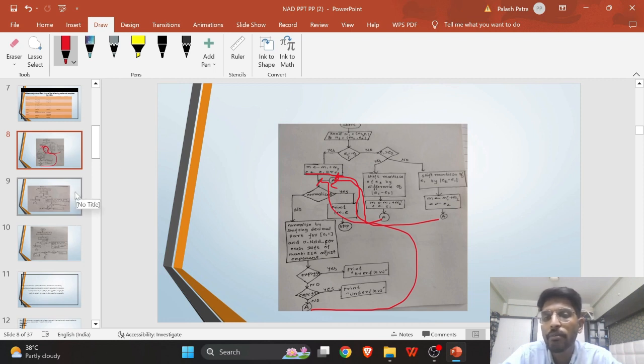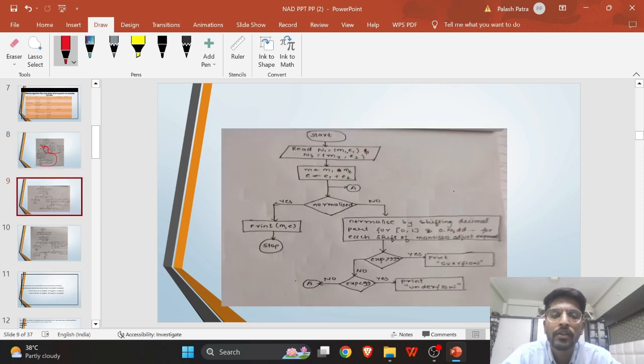Now let's check the multiplication of two floating point numbers, the algorithm and the flowchart. This is the algorithm, this is the flowchart for calculation of multiplication of two floating point numbers.